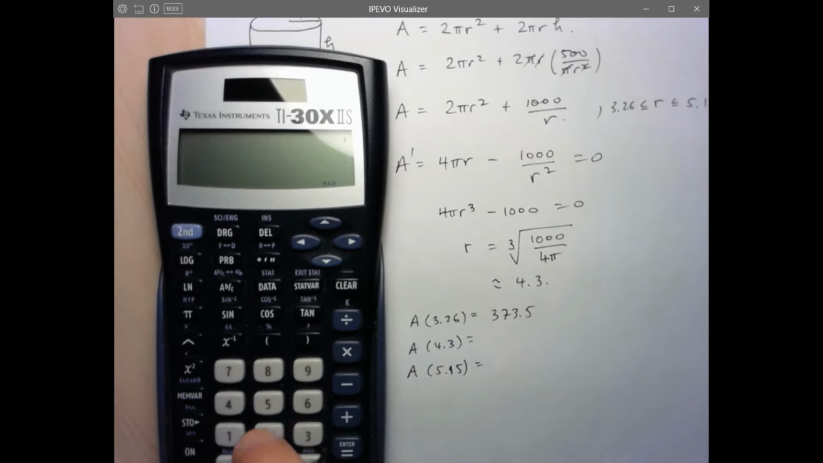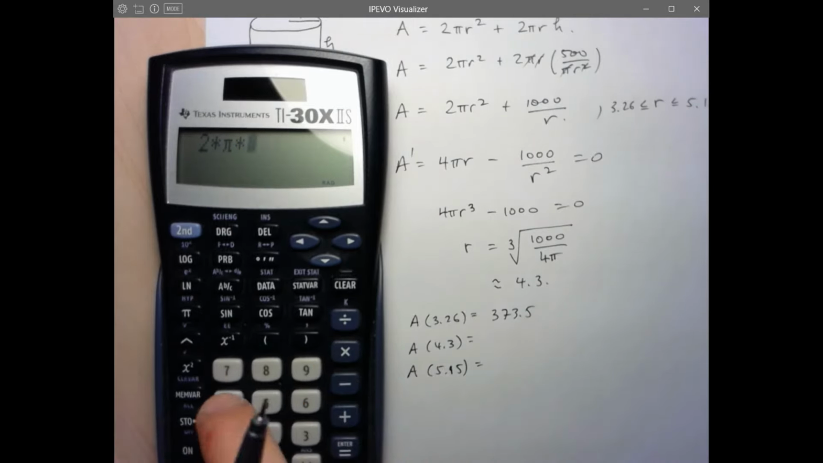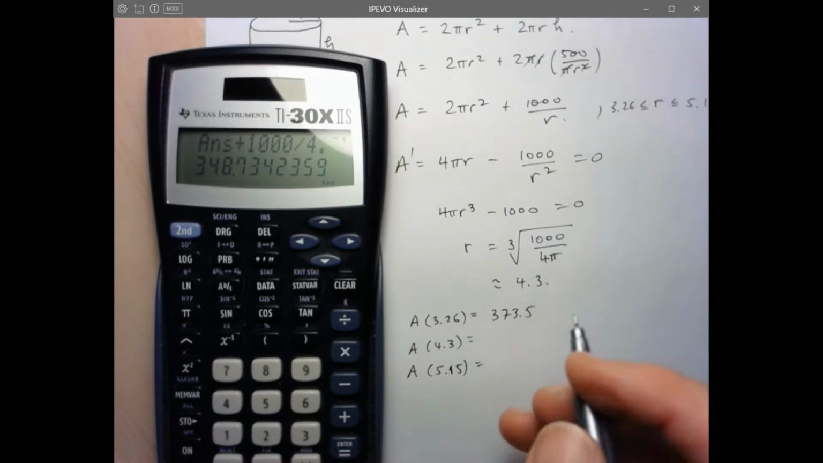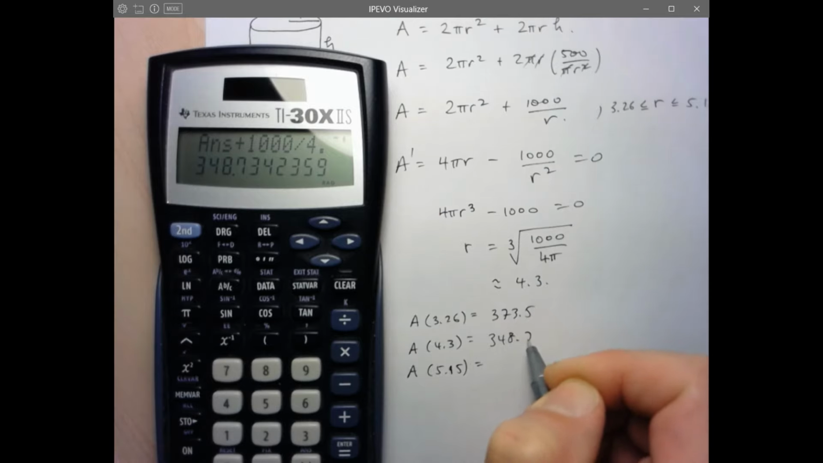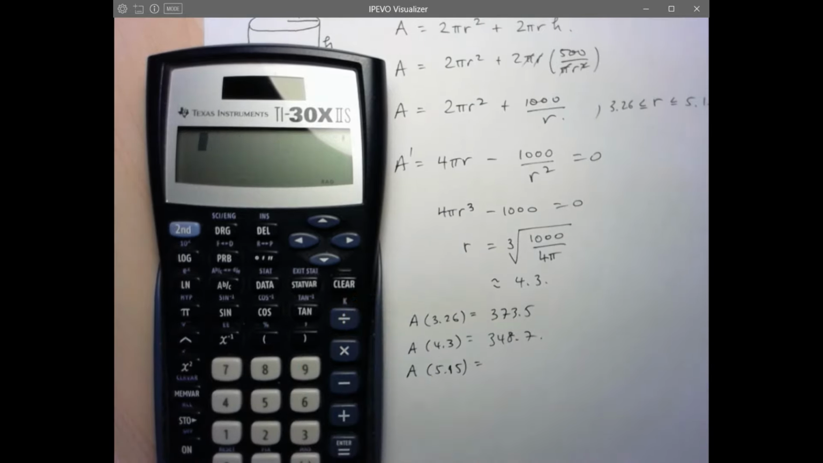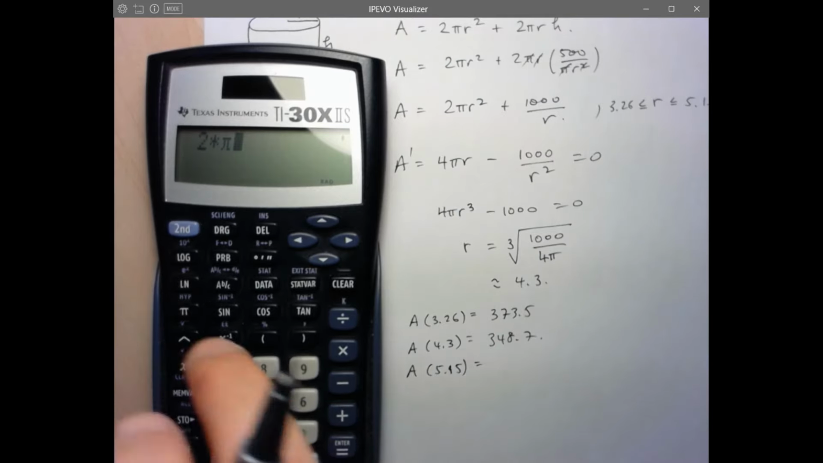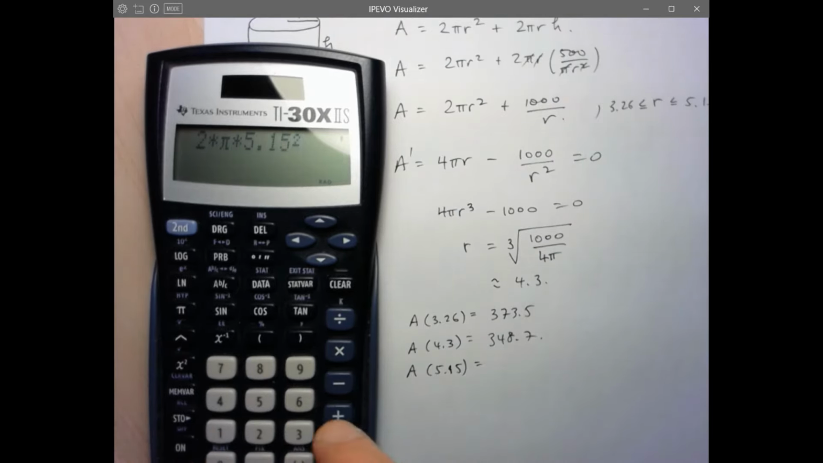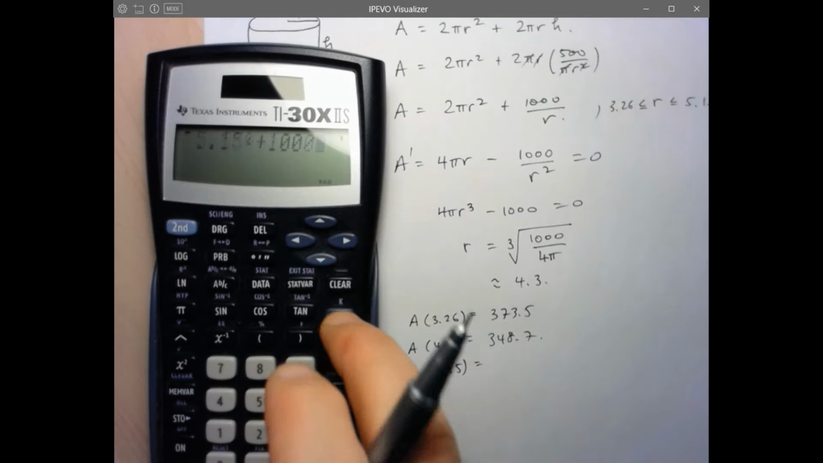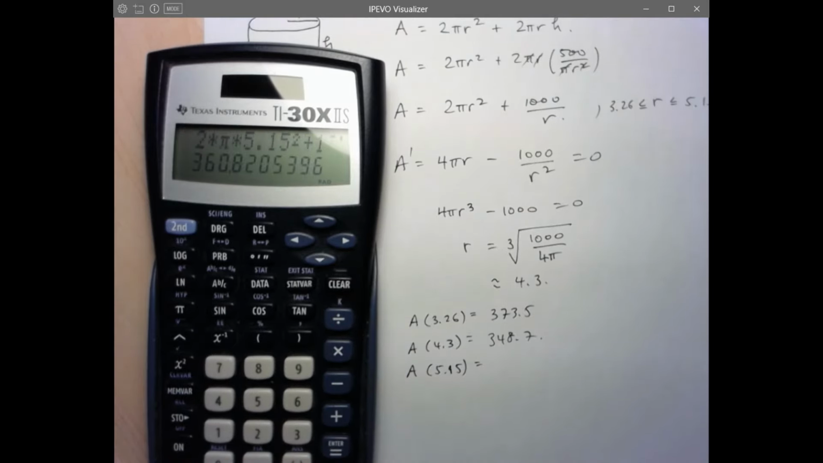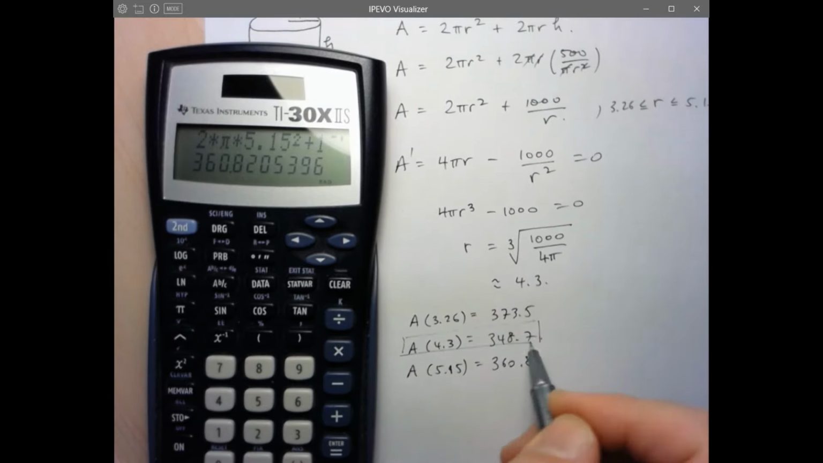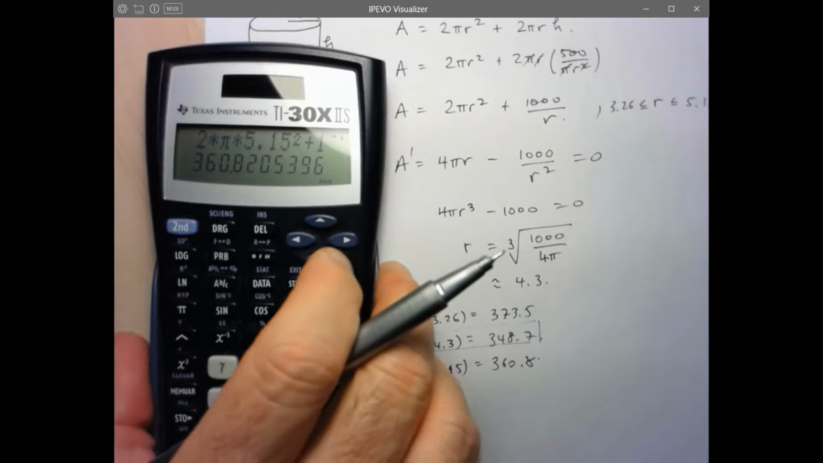All right, let's do the next one, 4.3. See how that compares. So 2 times pi times 4.3 squared, and then plus 1,000 divided by 4.3. And we get 348.7. So this one is smaller. Last one, we'll test 5.15. 2 times pi times 5.15 squared plus 1,000 divided by 5.15. Okay, and we get 360.8. So our minimum area occurs at the critical point.